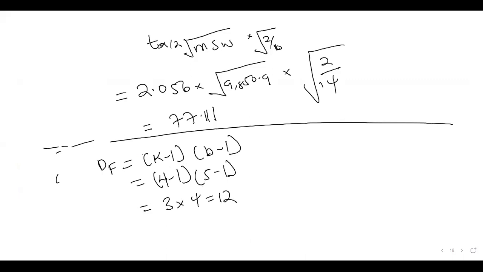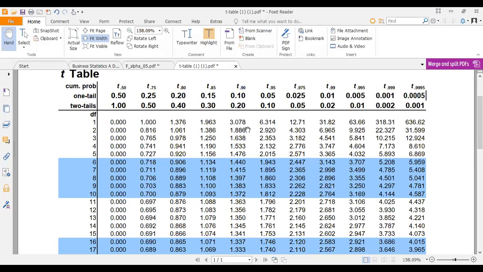Degree of freedom of 12, and we are testing at 5% level. 5% level means each tail is 0.025. So here, degree of freedom of 12, the T is 2.179.